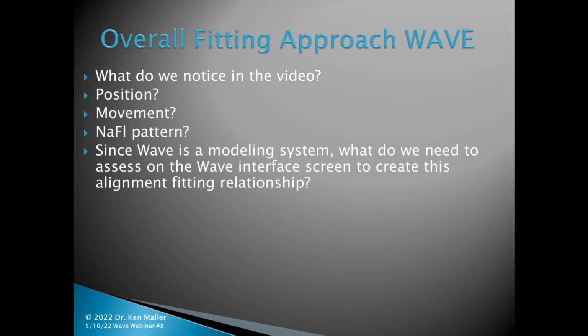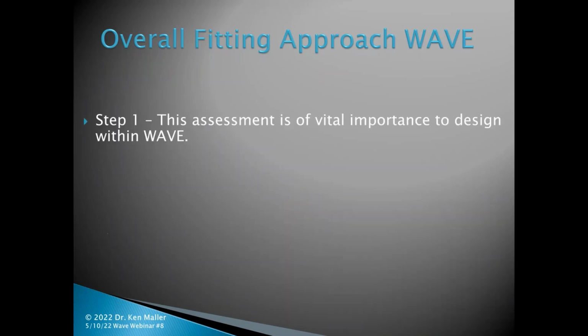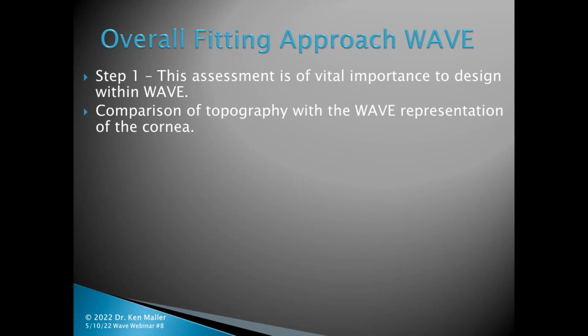So now, since WAVE is a modeling system, what do we need to create this type of alignment fitting relationship? When we look at that WAVE interface screen, how do we look at that screen and figure out how we can get that type of a result? So here's the WAVE interface screen, and how do we go about getting that result that we just saw for that particular lens? Well, step one, this assessment is of vital importance to design within WAVE, and it's so important, and I don't think many people really give a lot of thought to this.